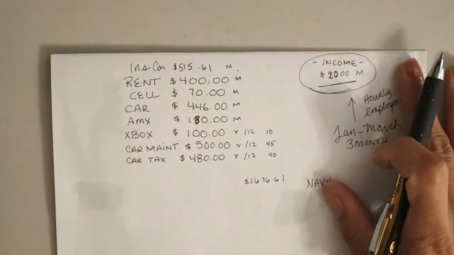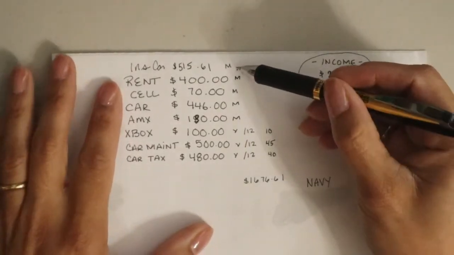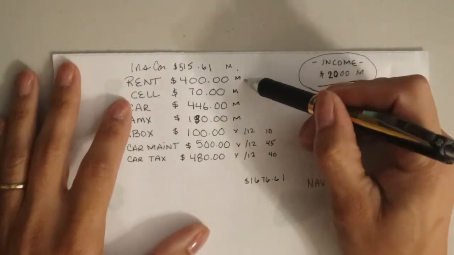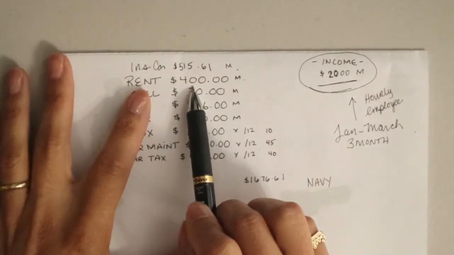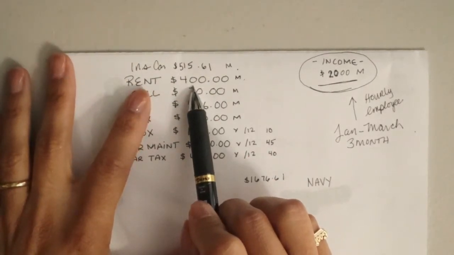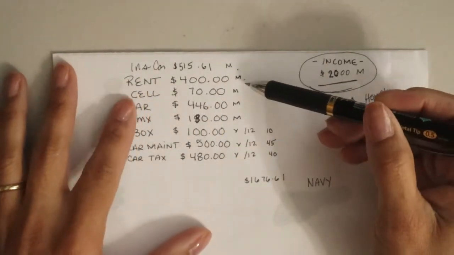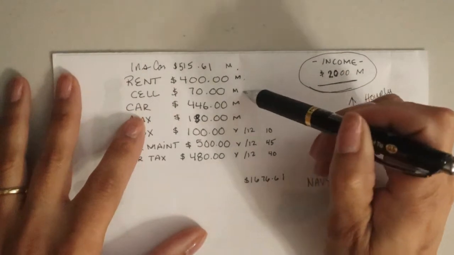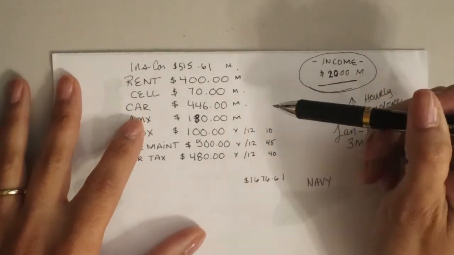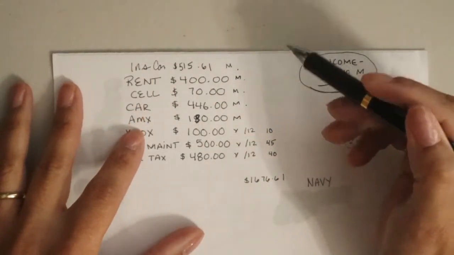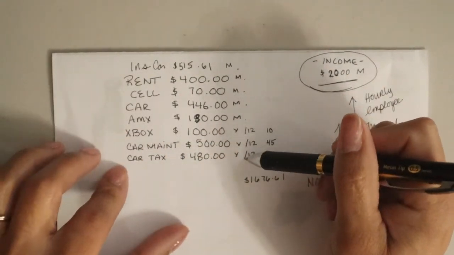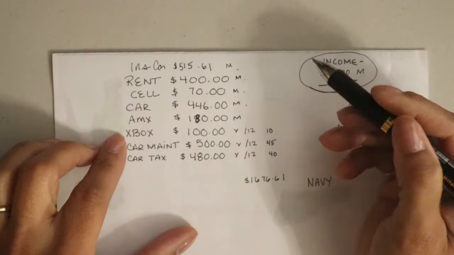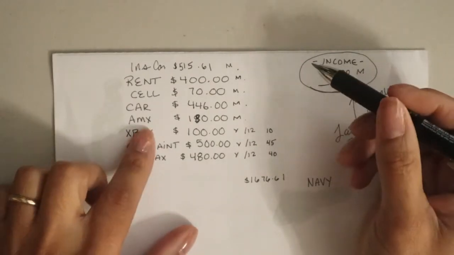So his expenses: his car insurance is monthly, the rent is monthly. As you can see, he has very low rent, but it's because he has roommates. So he lives with a couple of people that share the rent with him. His cell phone, his car payment, he has the American Express, and then a few things that he pays out throughout the year.